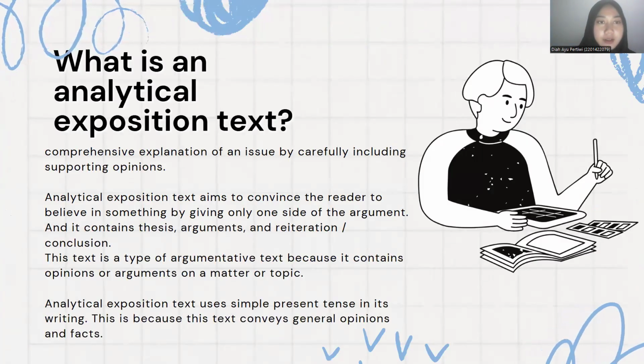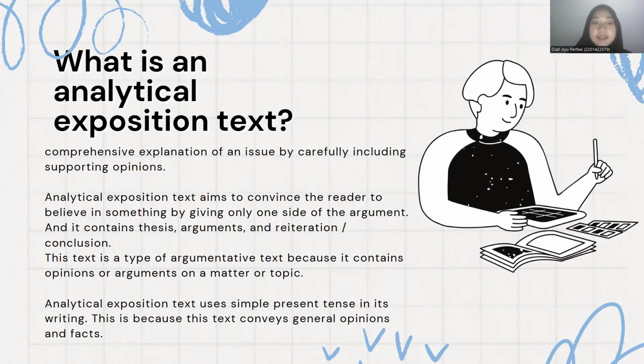Okay, so here, what is an analytical exposition text? Analytical exposition text is a comprehensive explanation of an issue by carefully including supporting opinion. Analytical exposition text aims to convince the reader to believe in something by giving only one side of the argument, and it contains thesis, argument, and reiteration or conclusion.